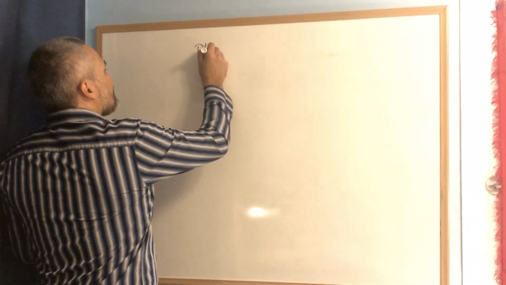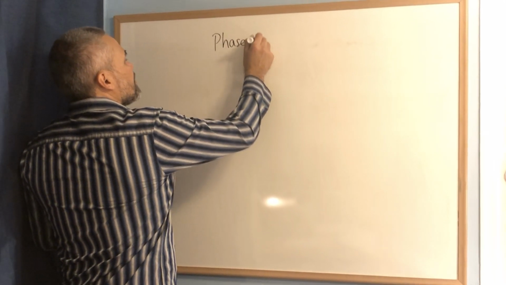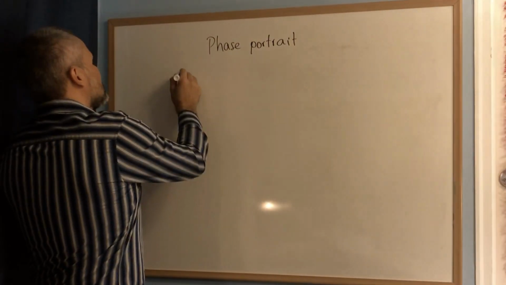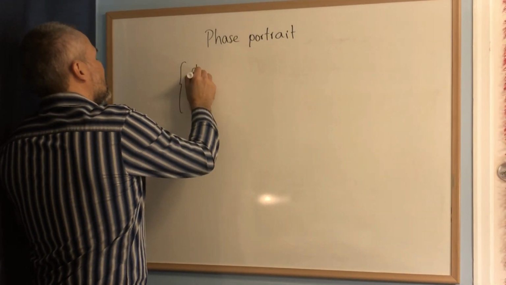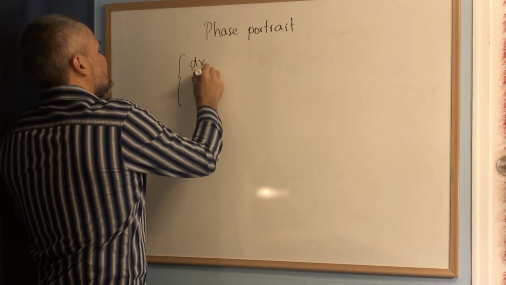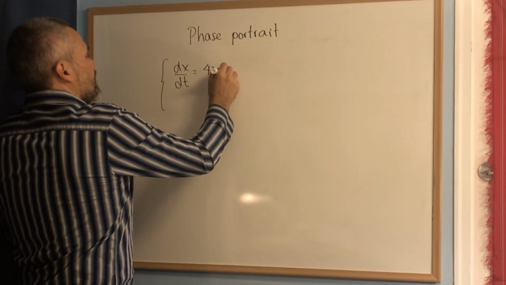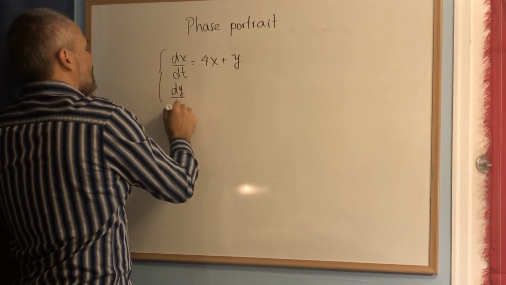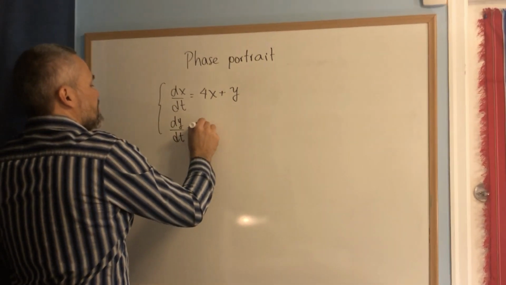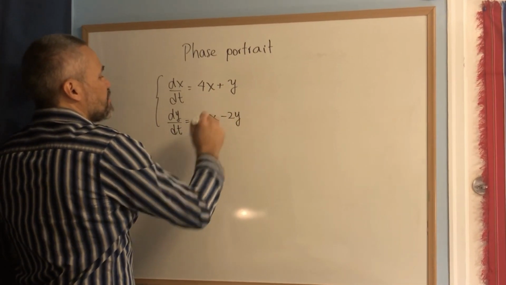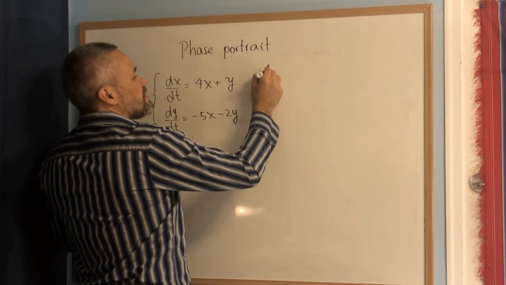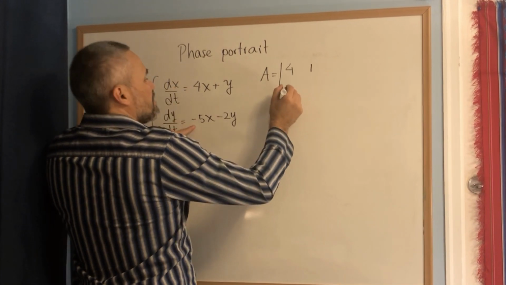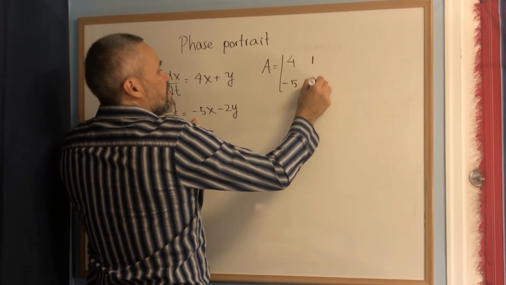Let's see another example of a phase portrait. Let's consider the system dx/dt equals 4x plus y and dy/dt equals negative 5x minus 2y. In this case, the matrix of the system is 4, 1, negative 5, negative 2.